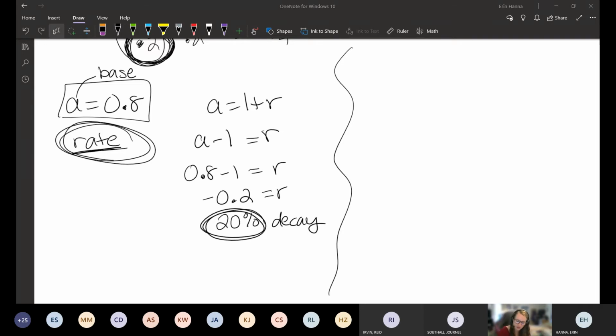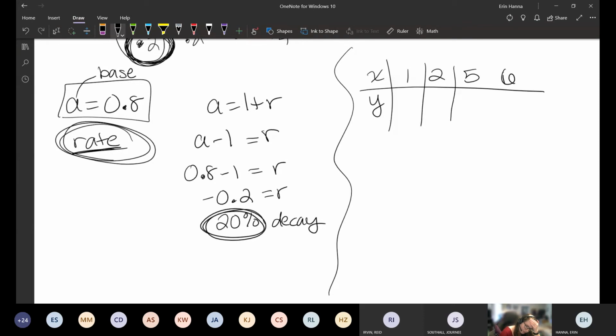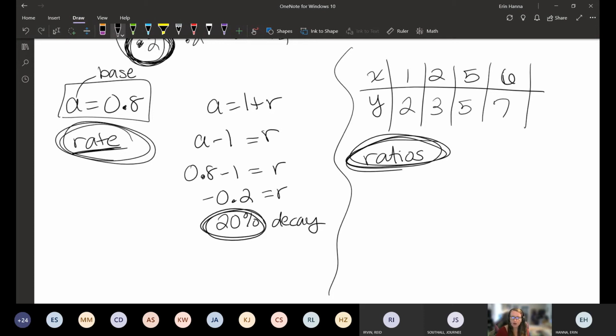Tables, how can you tell if they're exponential? So what do you want to do with a table? 1, 2, 5, 6, sure. So let's think of something that's not exponential. So let's do 2, 3, 5, 7, sure. If you're looking to see if it's exponential, what you want to look at is ratios. But sometimes you're going to have to take a kind of gross looking ratio. We're going to have to consider something that looks like this.